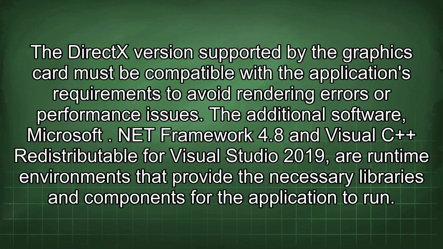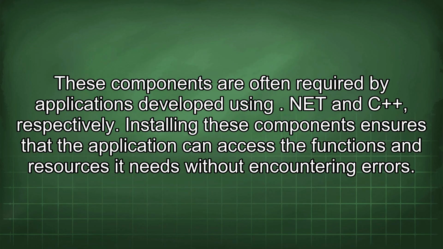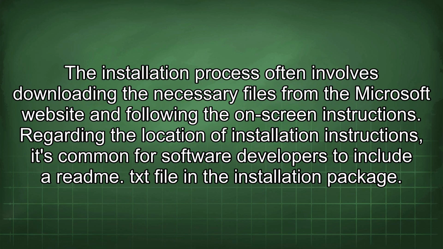The additional software, Microsoft .NET Framework 4.8 and Visual C++ Redistributable for Visual Studio 2019, are runtime environments that provide the necessary libraries and components for the application to run. These components are often required by applications developed using .NET and C++ respectively. Installing these components ensures that the application can access the functions and resources it needs without encountering errors. The installation process often involves downloading the necessary files from the Microsoft website and following the on-screen instructions.